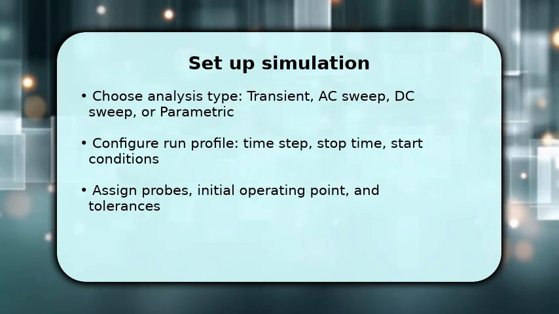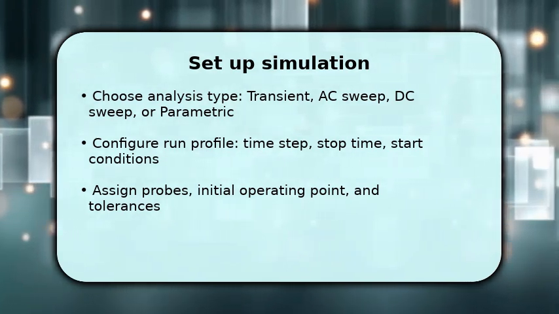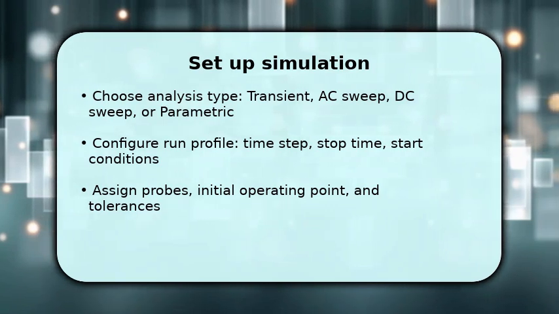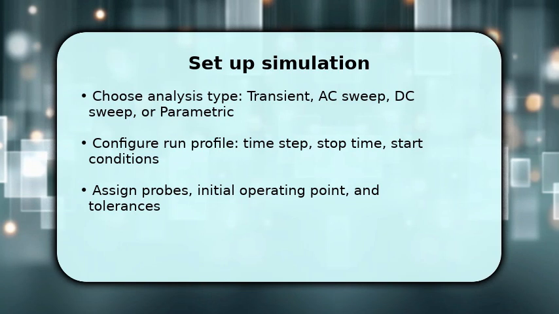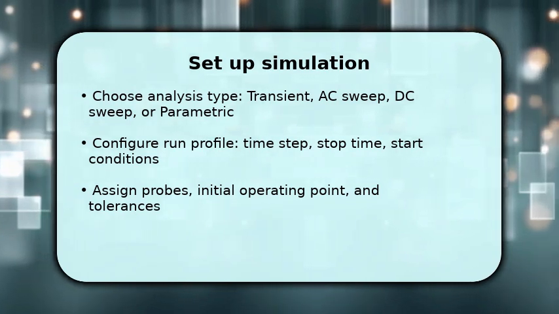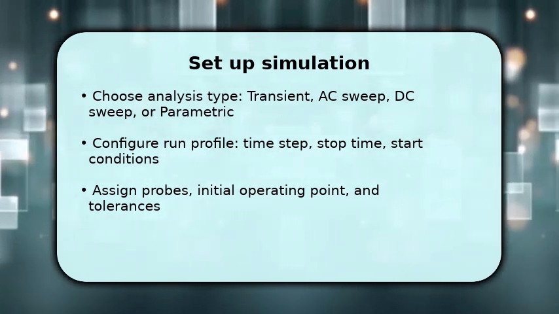Add voltage or current probes at named nodes and set initial operating point if circuits have states. Adjust solver tolerances only if you see convergence issues, because looser settings can hide real behavior.